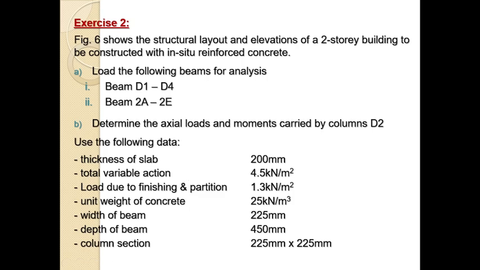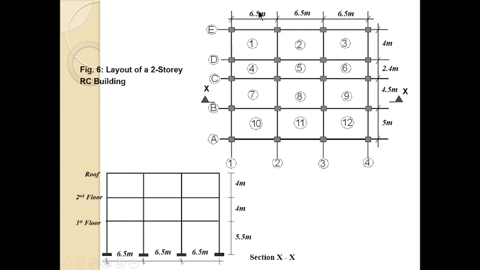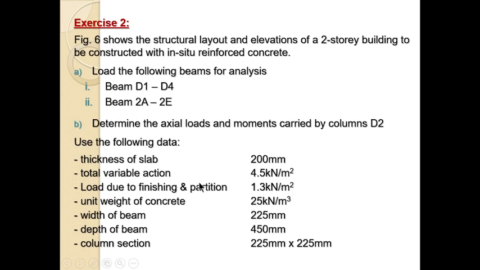You can go ahead and do exercise 2. Read the question carefully, and then go to the beam layout of the structure. You have slab 1 up to slab 12, and this is the elevation that shows you the floor height. With that, you can come back, read this question, and do it exactly the way we have done the other one.